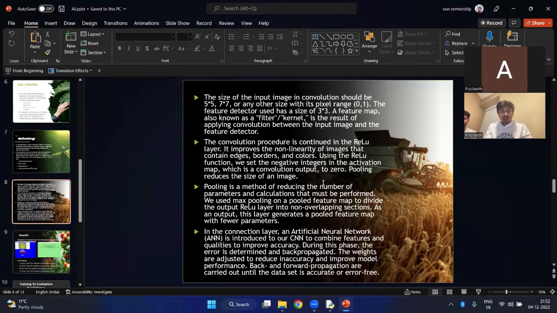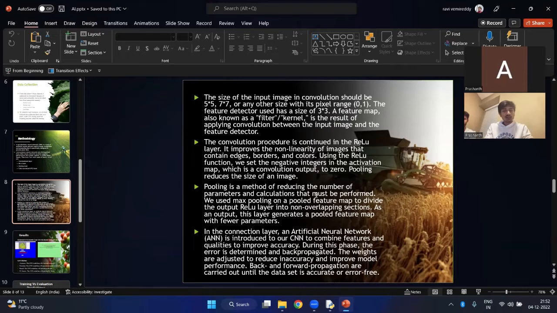The next method is called pooling. Pooling reduces the size of the image. It is a method of reducing the number of parameters and the calculations that must be performed. We use pooling on the feature map to divide the output of the rectified linear unit into overlapping sections. So this layer generates a pooled feature map with fewer parameters.